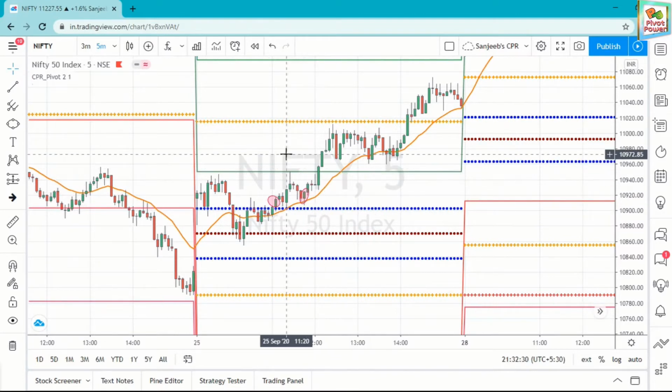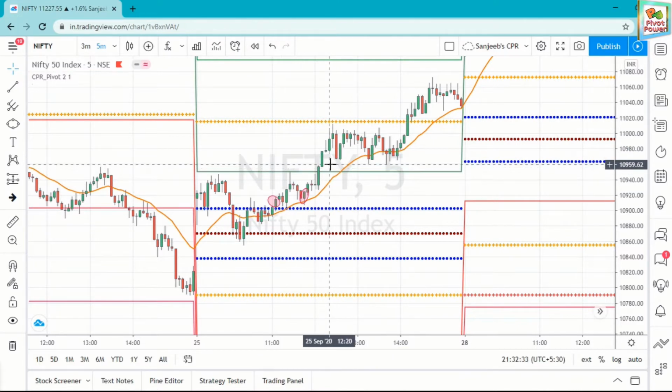Okay, and the target should be the previous day low. Next, it crosses the resistance, this is the R1 pivot, and then the target should be the previous day high, near the previous day high. Okay, this is the best strategy. You can analyse it and you can backtest. This is the best 20 EMA strategy.